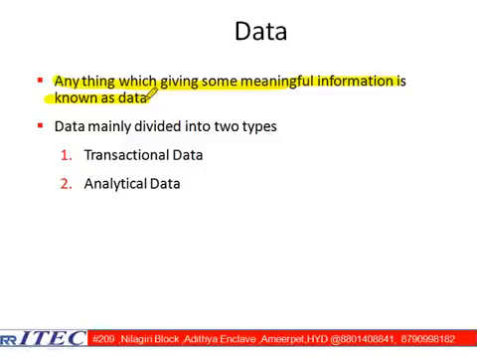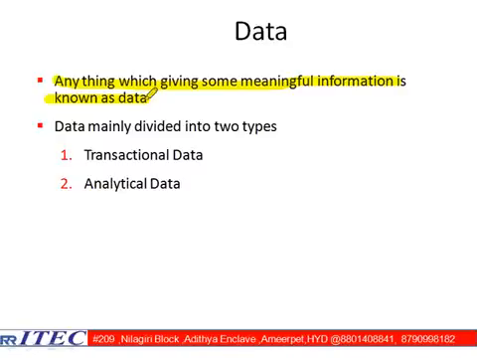So these three words, data, information and knowledge, one is the input for the other. Data is the first one. Then when n number of data are integrated, we get information. N number of pieces of information give knowledge.